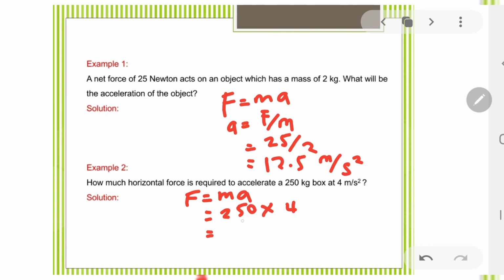Okay, so the answer will be 250 multiplied with 4 equal to 1000 Newton. Alright.